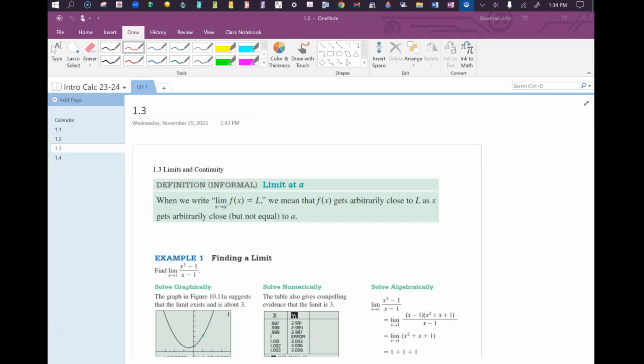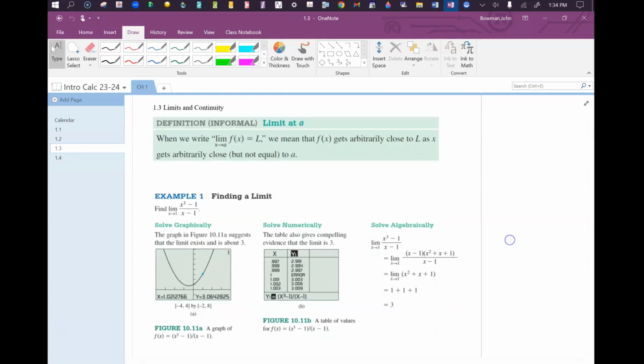Hi everyone. We are going to dig into this idea of limits a little bit more deeply in section 1.3. I introduced it in 1.2, but now we're getting into the formal definition of a limit, left and right limits, and a little bit about this idea of continuity. So, our formal definition is the following.